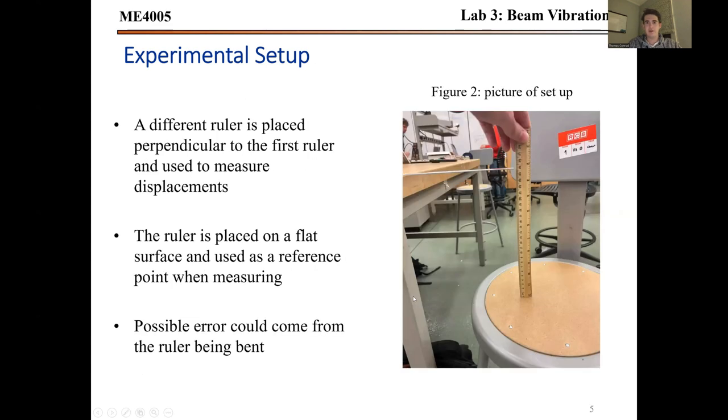Okay, more experimental setup shown in figure two. A different ruler is placed perpendicular from the first ruler and is used to measure displacements. The ruler is placed flat on a surface, and that surface is used as a reference point when measuring. As you can see, the ruler has a slight bend, so the data might not be as accurate as if the ruler is perfectly straight.